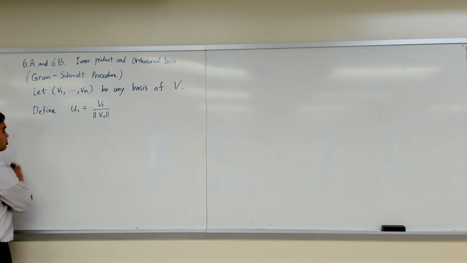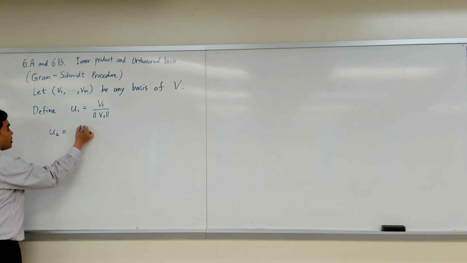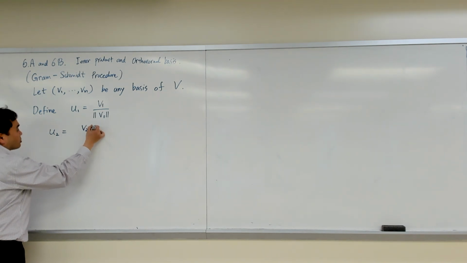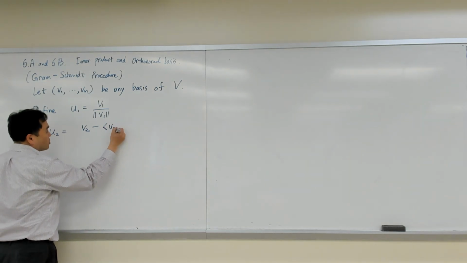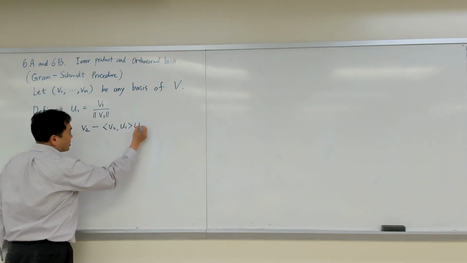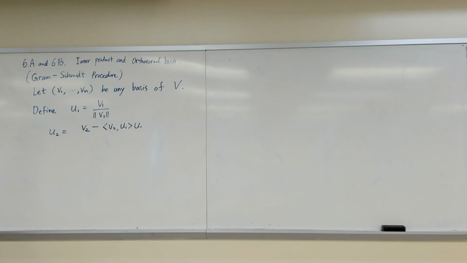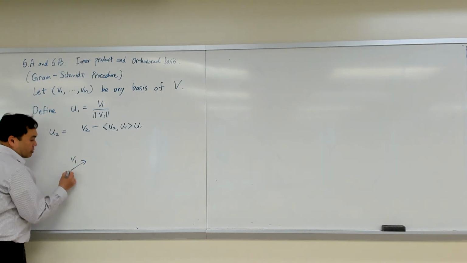But now what we're going to do is we're going to say U2 is you take V2, subtract the component of V2 that's in the direction of U1, and you do a subtraction, okay? So this portion is what's known as the orthogonal projection, okay?